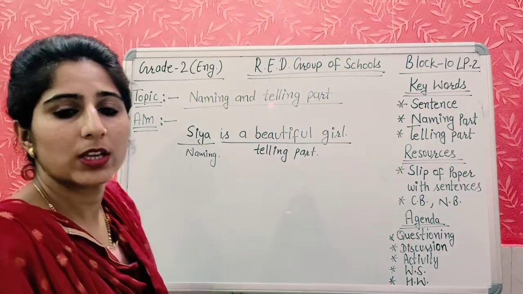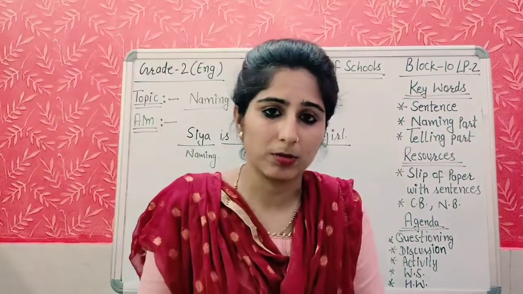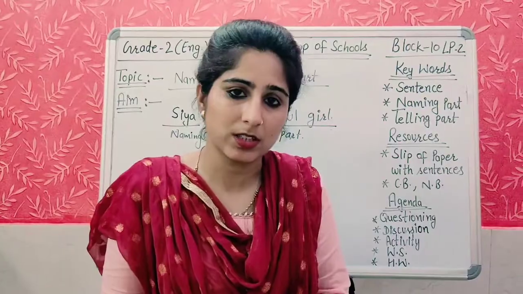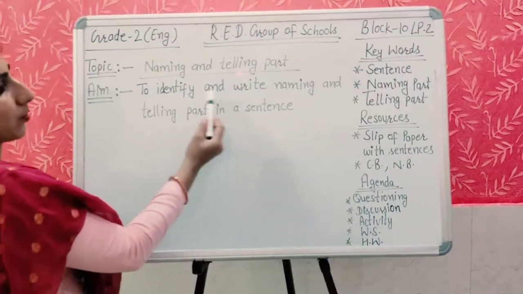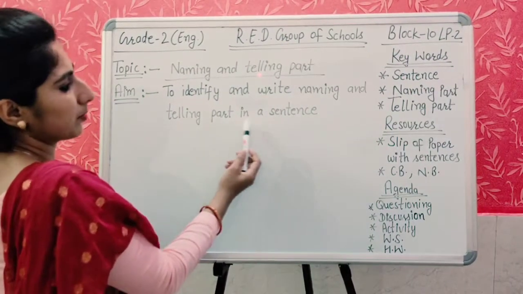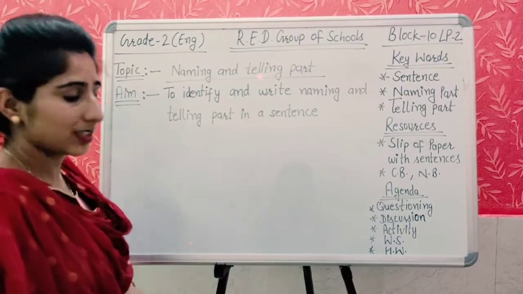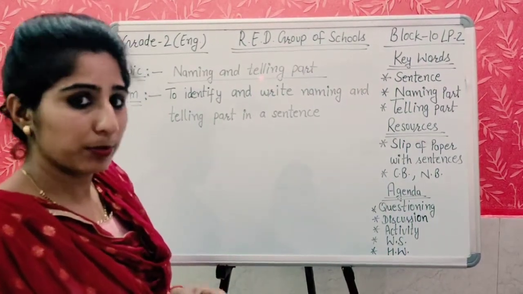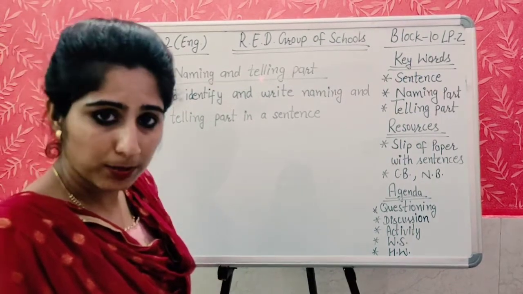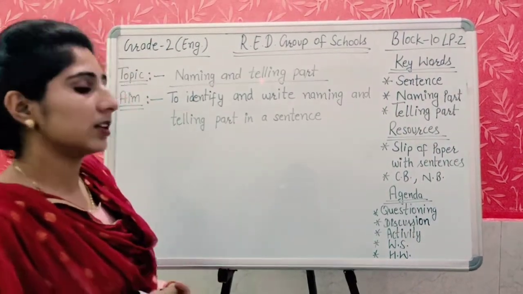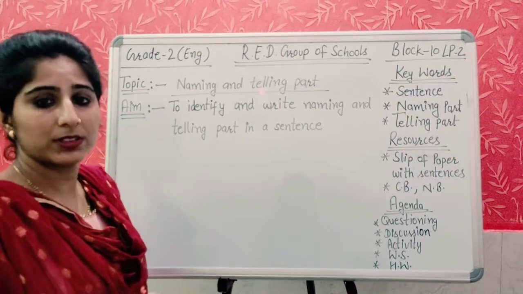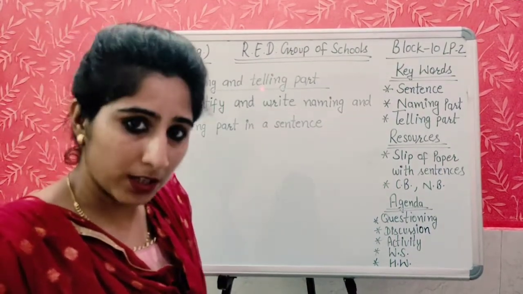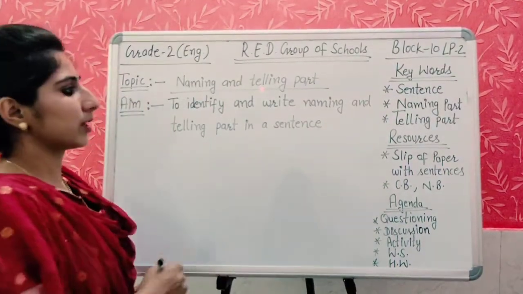So what is our today's aim? To identify and write the naming part and the telling part in a sentence. As I told you, today we are going to identify the naming part. You can identify the naming part by the naming word, and the telling part in a sentence. The telling part is always telling us about the naming word. So this is our today's aim.